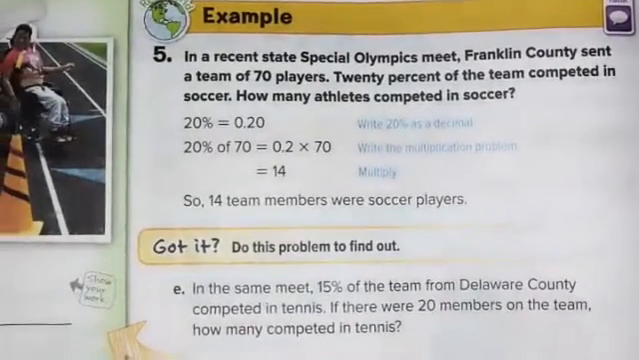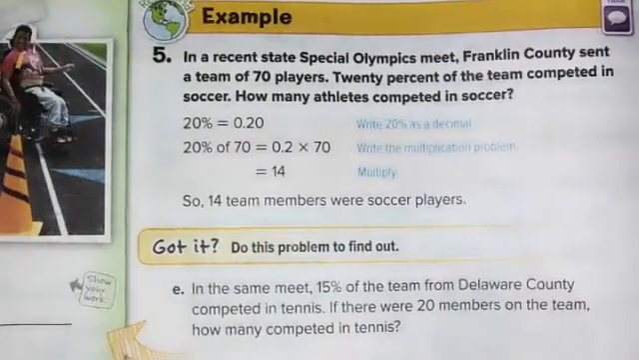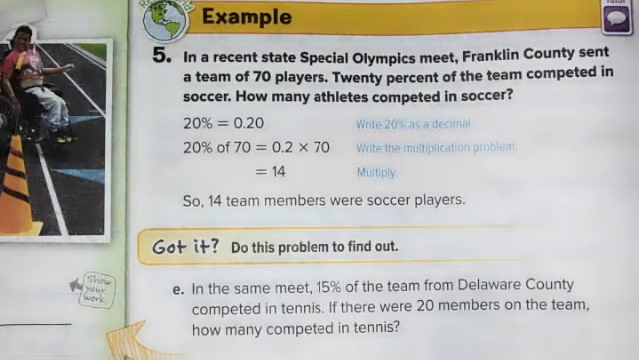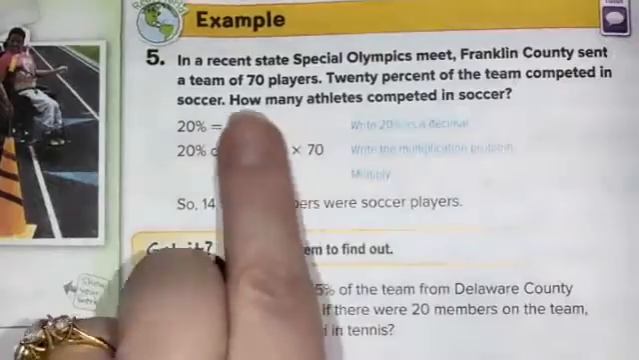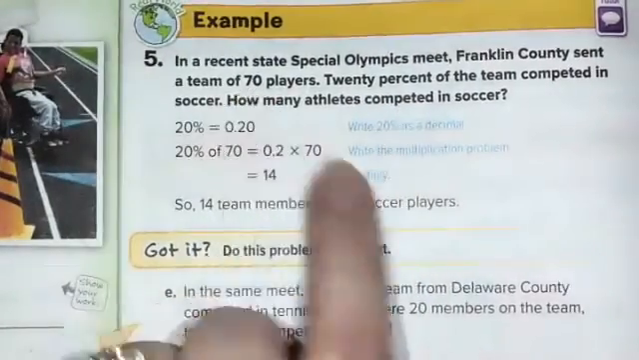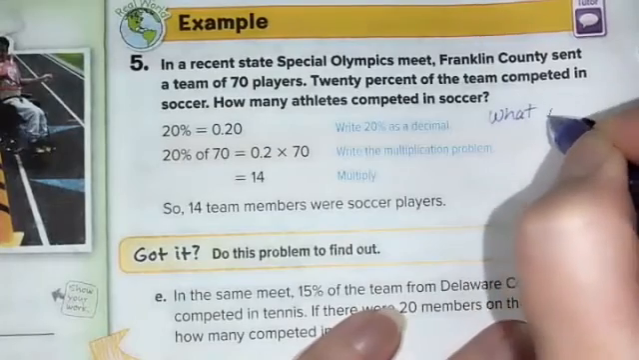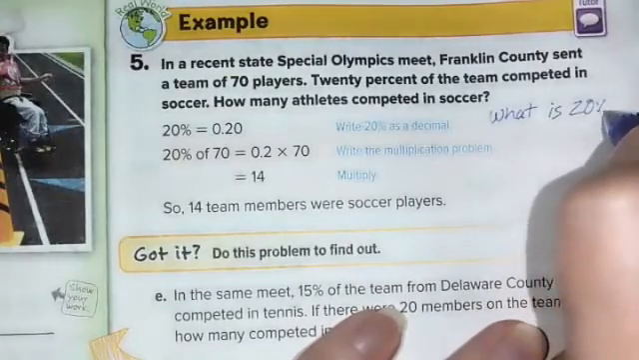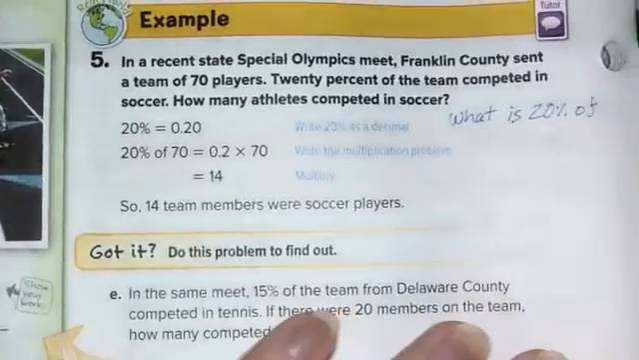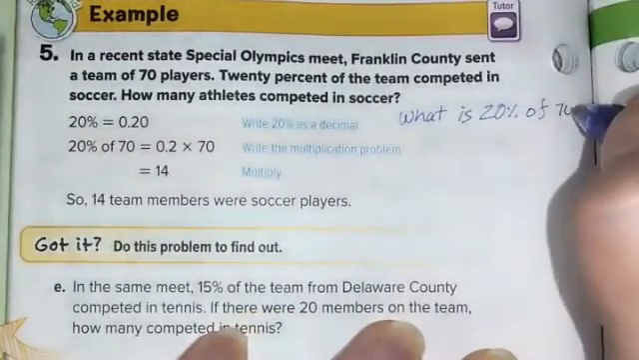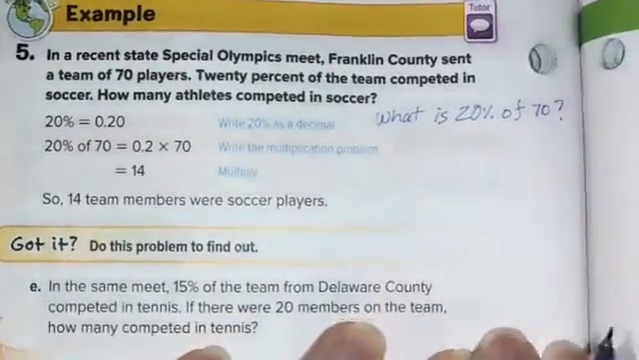Number 5, in a recent state Special Olympics meet, Franklin County sent a team of 70 players. 20% of the team competed in soccer. How many athletes competed in soccer? So the question is, what is 20% of 70? Okay, so what is 20% of 70? Okay, so we're going to use a very different strategy here.